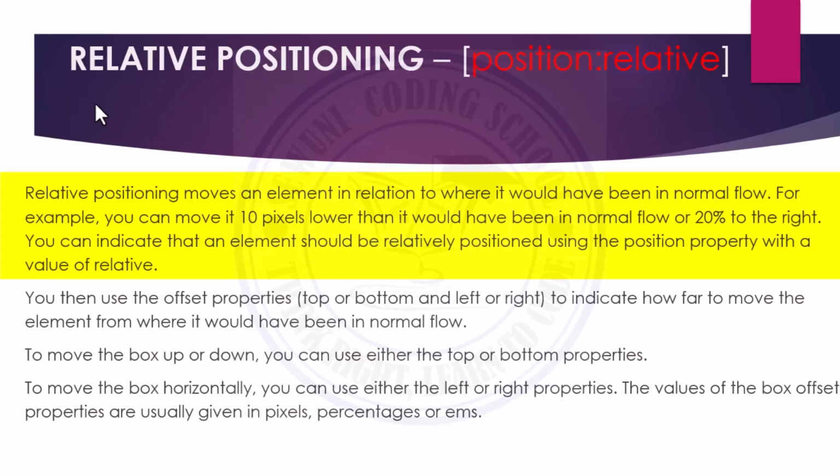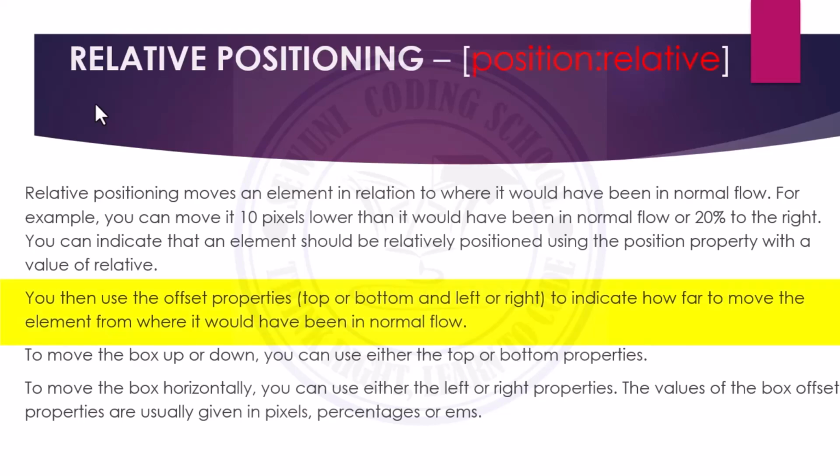So it is relative. You can indicate that an element should be relatively positioned using the position property with a value of relative. You then use the offset property, either top or bottom, left or right, to indicate how far to move the element from where it would have been. So if the normal space is 10 pixels, you could use relative and indicate the offset property and say 30. So it's going to move 30 pixels away from where it would have been.